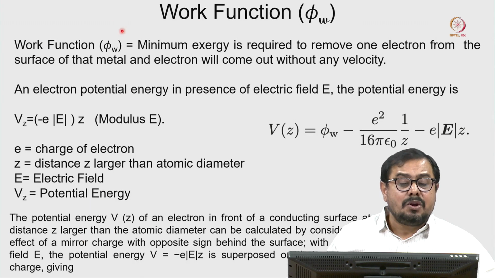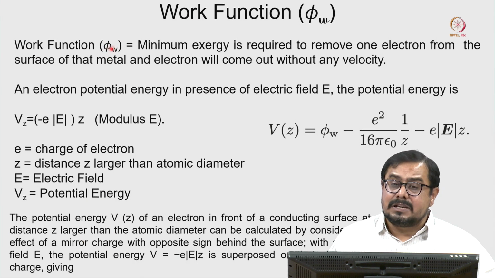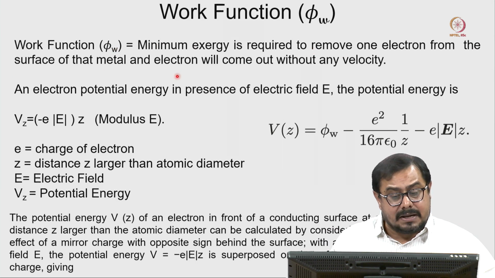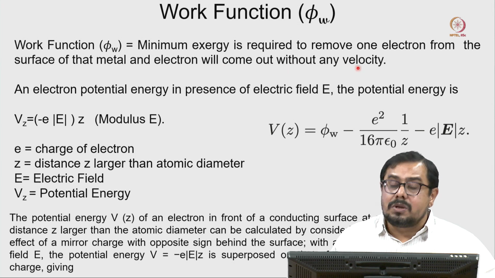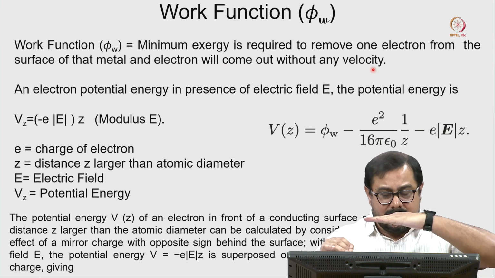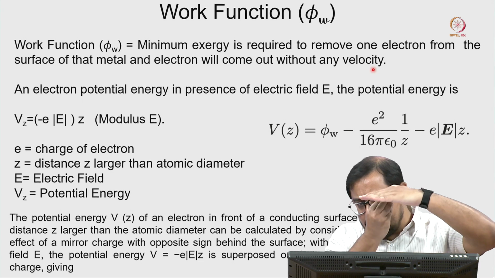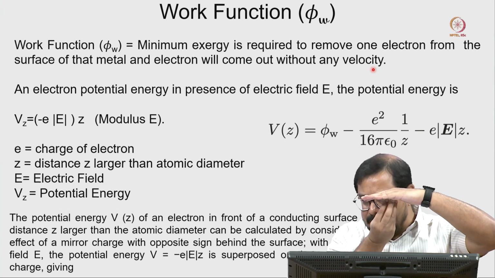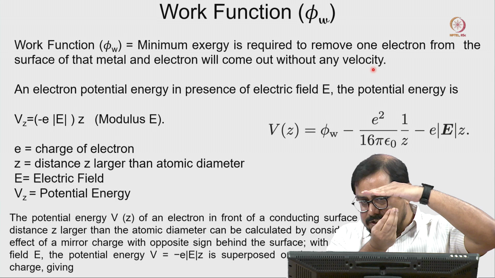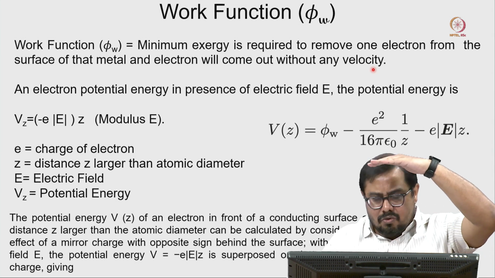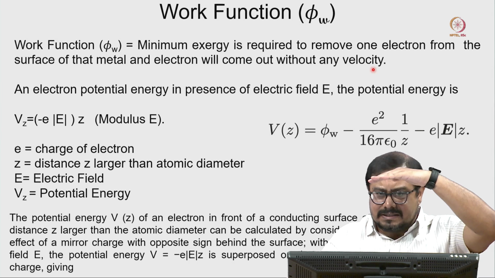The work function is denoted by the symbol phi W. A minimum energy is required to remove an electron from the surface of the metal, and the electron will come out without any velocity. As I mentioned, when there is a metal, we give some energy, the electron will come out, and it will not go back to the metal because it has sufficient energy, but its velocity will be 0. Now, we have an anode which will pull out this electron towards the other lens system.